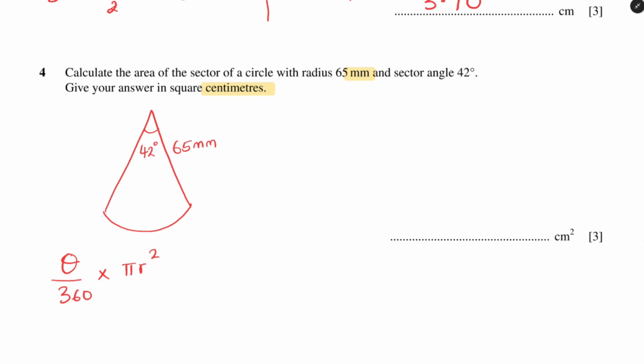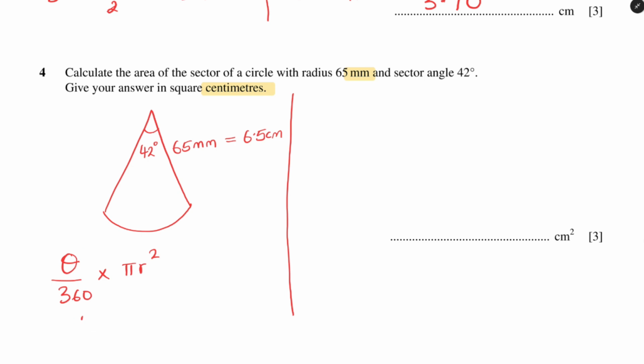Millimeters. So I would advise that before you even start doing any form of calculation, you change your 65 millimeters to centimeters, because there are 10 millimeters in a centimeter. So 65 millimeters will be the same thing as what? 6.5 centimeters. So whatever calculation we do now, it's already going to come out as centimeters square. I hope you understand.